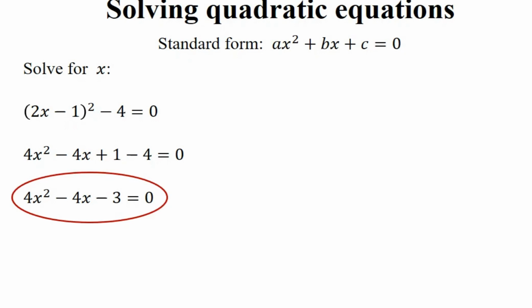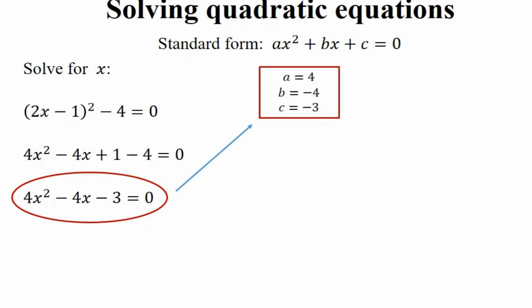When the equation is in standard form, you can read the value of A, the value of B, and the value of C. Your value of A is 4, the value of B is minus 4, and the value of C is minus 3. You have your values of A, B, and C.